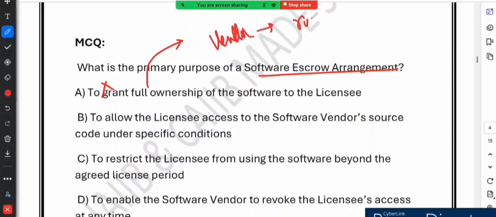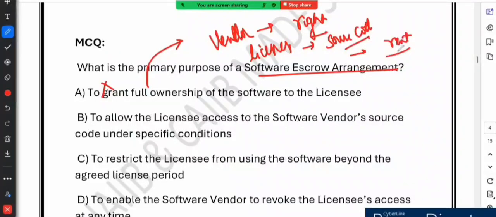The vendor has the right. The licensee does not have the right. But under a specific condition, the licensee may get access to the source code. Let me give one example. Suppose you rent a house, but you don't own it. The landlord still holds the ownership. Similarly, in software escrow, the licensee rents or licenses the software but does not own it completely.